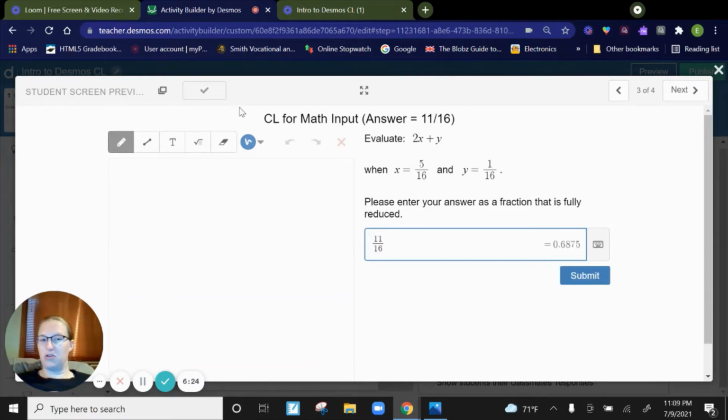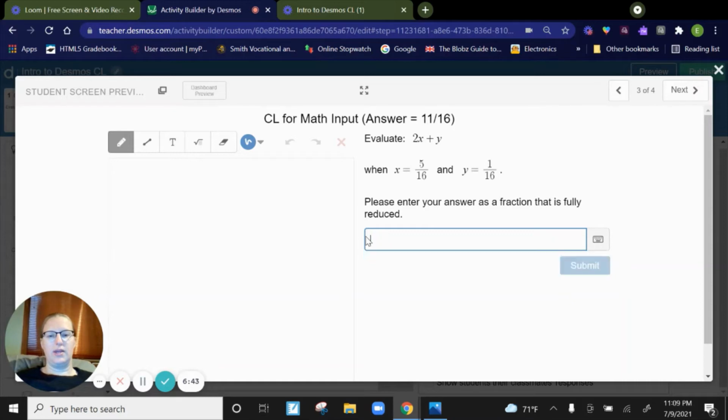11/16, it's correct. So things look good. But in this particular example, I went a little bit further and I said, please enter your answer as a fraction that is fully reduced. So it has to be a fraction that the students answer and not, say, 22/32, which it's marking correct and that is not reduced.